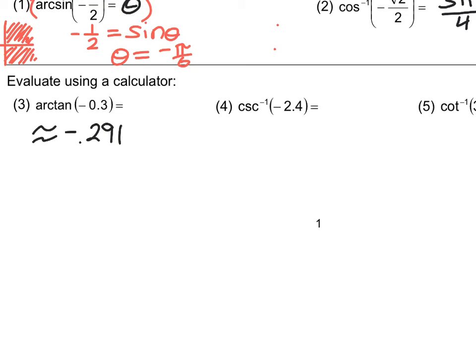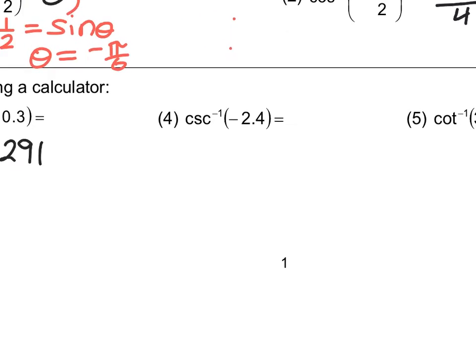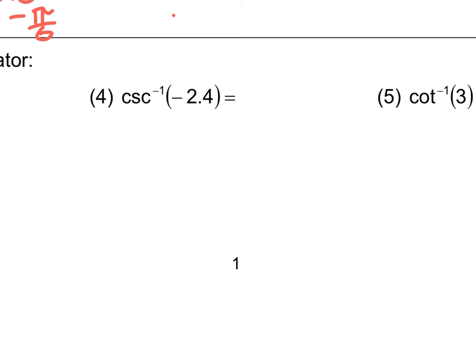But then you get to numbers 4 and 5. There's a justification for why I'm going to do what I'm about to do, but I'll start it off by saying, well, you don't see an inverse cosecant button on your calculator, right? So don't go looking for that. What we're going to do is find the inverse of the reciprocal function, so inverse sine of 1 over negative 2.4.